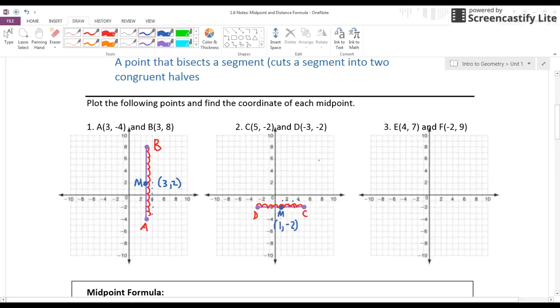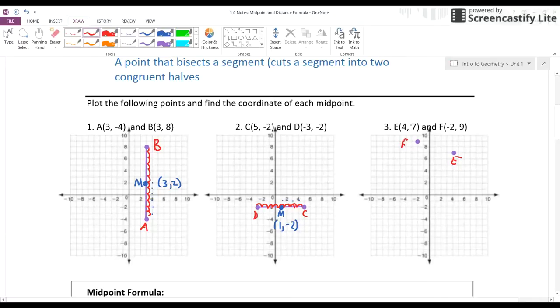All right? So it's super simple to see it right off your grid, right off your Cartesian plane, looking at horizontal and vertical lines. However, what if we end up with one of these? So let's go ahead and plot EF and see that segment. (4, 7) and (-2, 9). You can already see with these two points for E and F, it's not horizontal and it's not vertical. It's slanted.